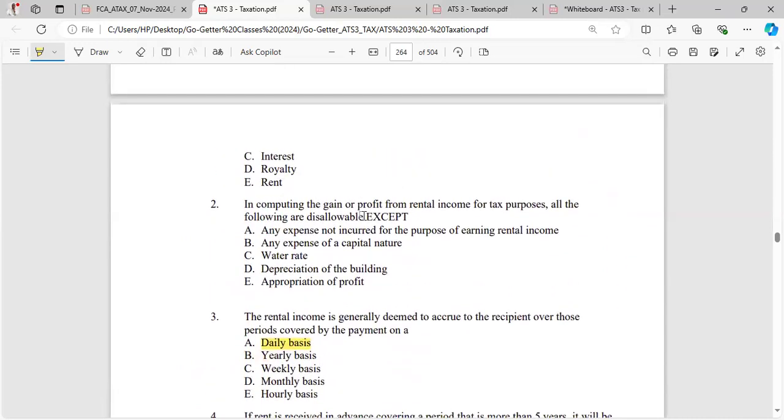Here we said in computing gain or profit from rental income for tax purposes, all the following are disallowable except, so this except is allowable. Okay, water rate is allowable, so it is not disallowed. Every other thing is disallowed. Any expense not incurred for the purpose of any rental income is disallowed. Expense of a capital nature is disallowed. Depreciation of the building is disallowed. Appropriation of profit is disallowed.